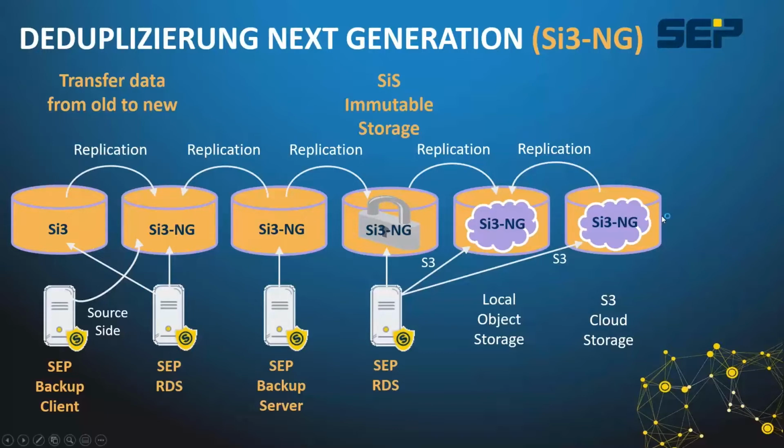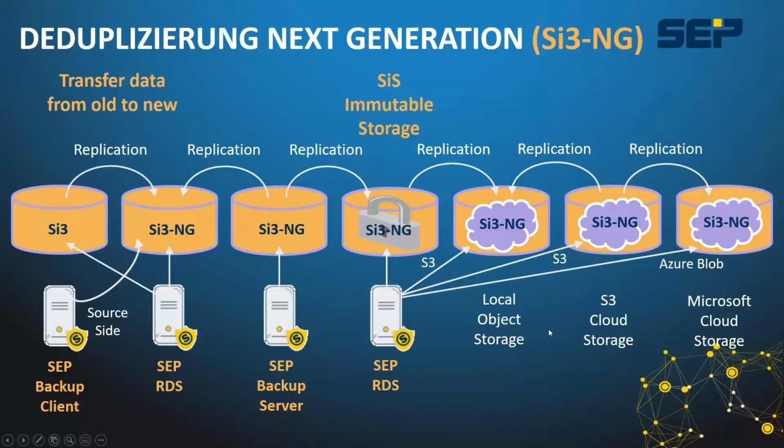And these are all presented as SI3 NG deduplication stores, so that you can use them for direct backup, direct restore, backup from the RDS and restore to the backup server or to another location. You can migrate data from here to tape maybe. You can also replicate from the cloud storage to the local object storage. You can replicate from anywhere to anywhere in every direction. So this helps and improves the possibilities for backup concepts dramatically.